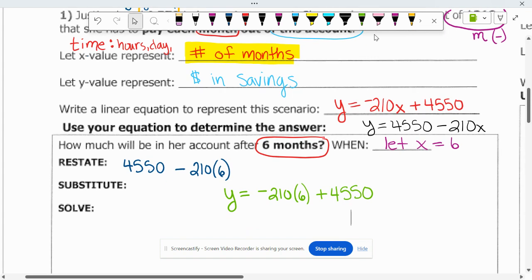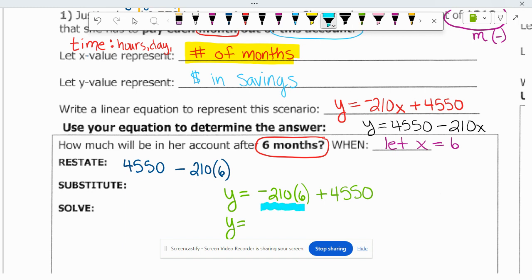What am I going to do to solve that? What do I need to do in my calculator, Owen? No, don't put it in Y equals. I just need to simplify this right here. So can you do that whole math? Negative 210 times 6 plus 4550. Tell me what you get.